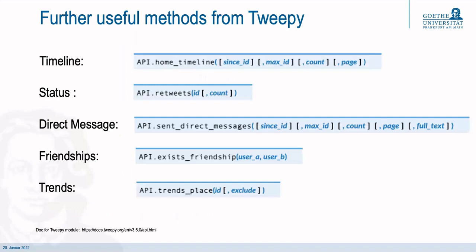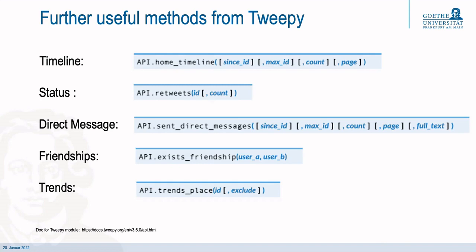Of course, there are also further useful methods from Tweepy. For example, there are some timeline methods, like API.home_timeline. It returns the 20 most recent statuses, including retweets, posted by the authenticating user and that user's friends. And we can also use methods for statuses. For example, API.retweets returns up to 100 of the first retweets of a given tweet. The id is the ID of the tweet here, and count specifies the number of retweets to receive.